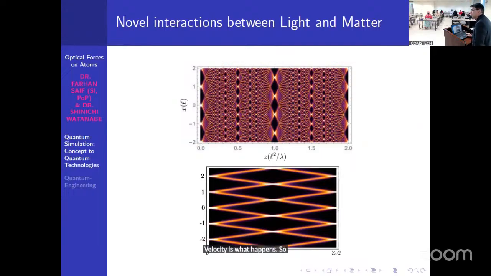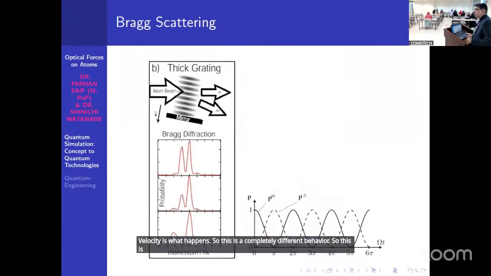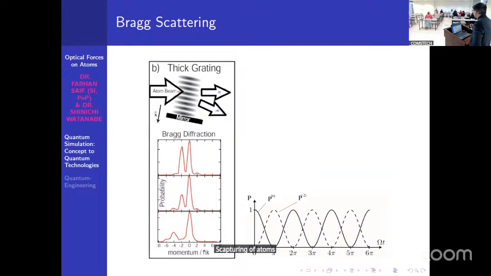So this is a completely different behavior. So this is a famous Talbot effect. Coming back to scattering of atoms, but now the incident atom is having some certain momentum along the cavity field, along the axis of the cavity field.